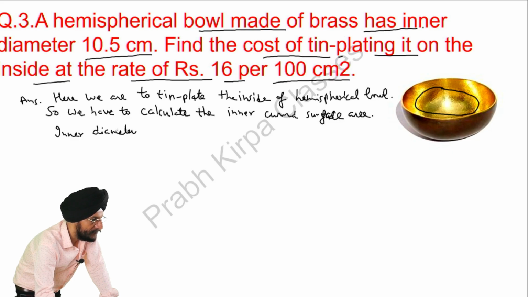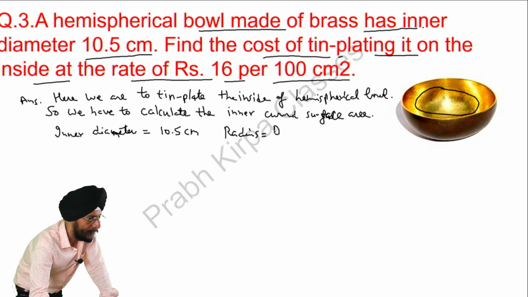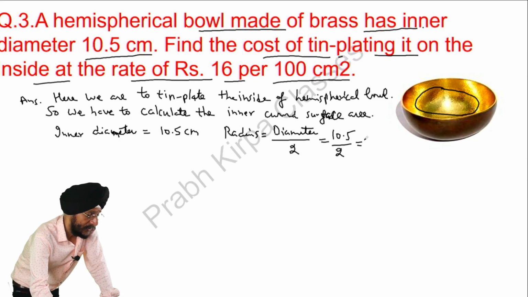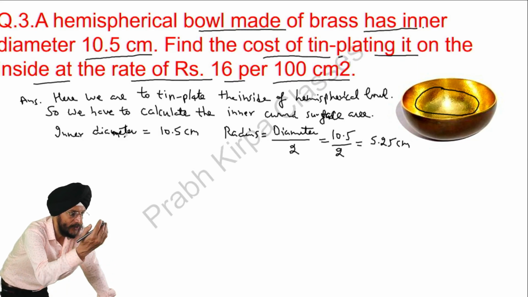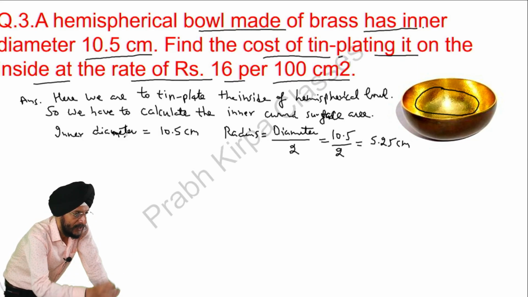Inner diameter is 10.5 centimeter. So we know that the radius is always half of diameter. It becomes 10.5 divided by 2, which is 5.25 centimeter. So what we have calculated? We have calculated the radius from the diameter.